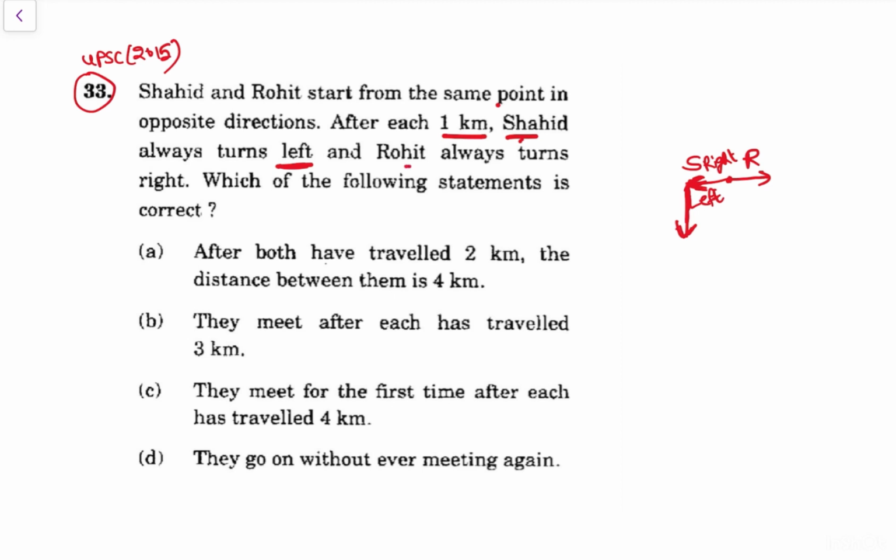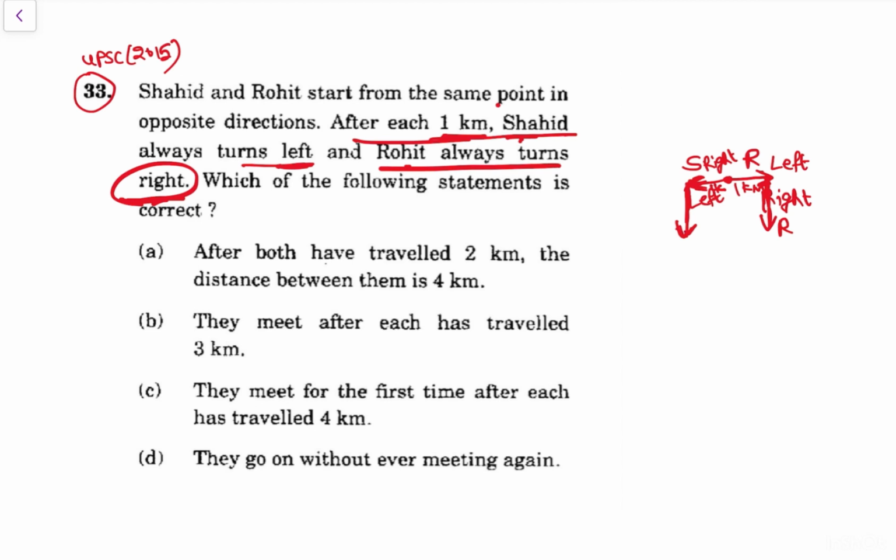And Rohit always turns right. And Rohit क्या? Rohit is facing this side, so Rohit is turning right. So right hand of Rohit is where? See, he is left, he is this one, and right is this, right? So Shahid turns after each kilometer. Shahid turns left and Rohit, after 1 kilometer, Rohit turns towards right.